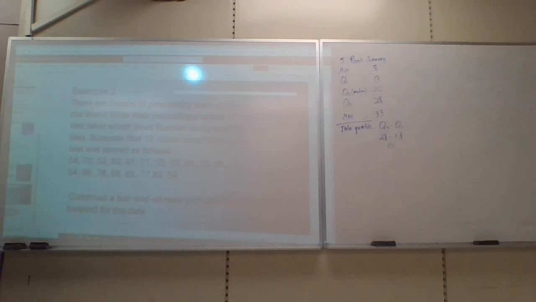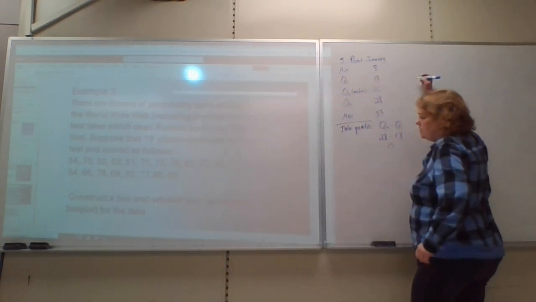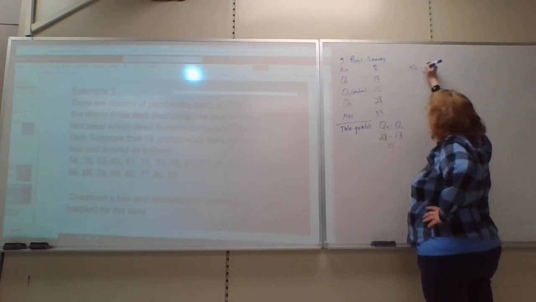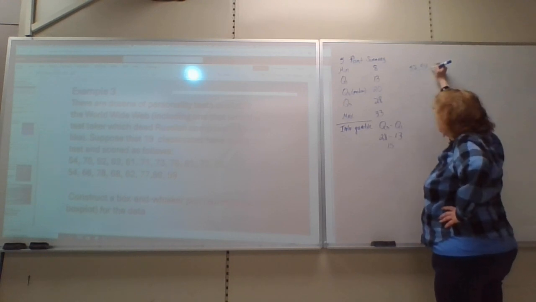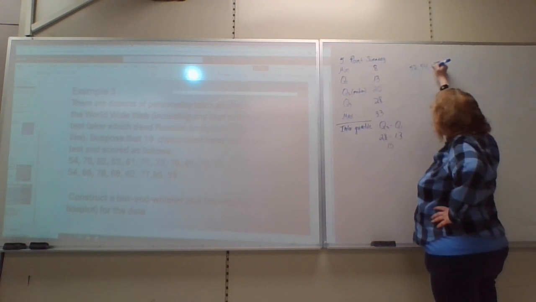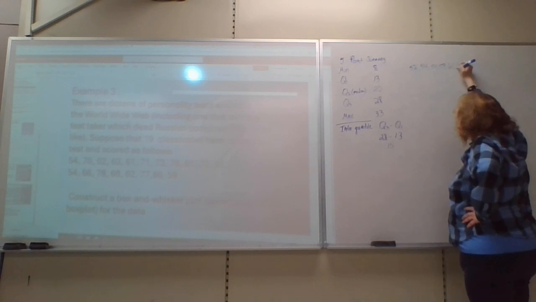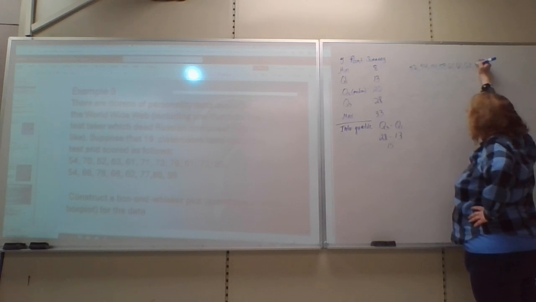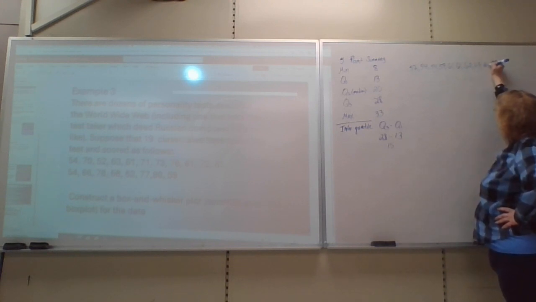First of all, you look at it. Are they in order? No, they're not in order. So let's put them in order. 52, 54, another 54, 59, 61, 61, 62, 63, 63, 66, 66. And if there's two of the same, you have to tell me again, okay?